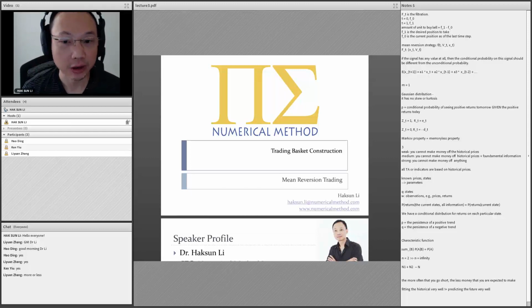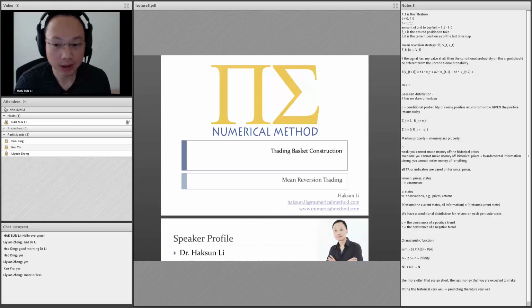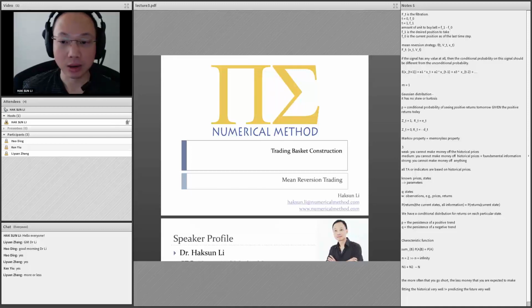So in the first lecture we talked about trend following, and in this and the next lecture we are going to talk about mean reversion trading. Okay. So this is to give you an overview of the space of trading strategies.